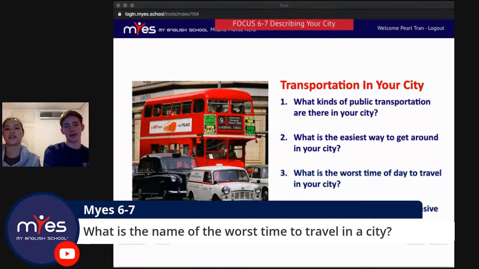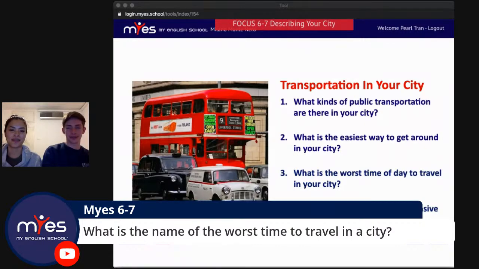What is the name of the worst time to travel in a city? It's specifically in a city. When people start or finish work, this is the worst time to travel. My least favorite time, superlative. I don't know. It's a very tricky word. Oh, nice abbreviation there. We call it text talk. IDK. IDK means I don't know.